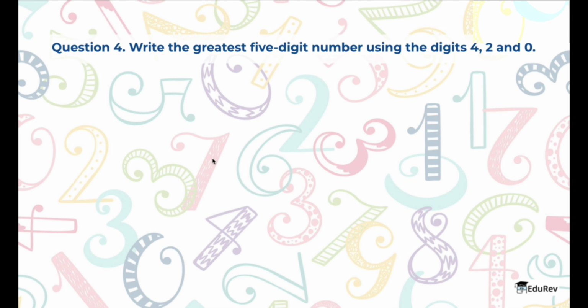Next question is, write the greatest 5-digit number using the digits 4, 2 and 0. So the greatest 5-digit number using these digits is going to be what? 44420. Correct? We actually have to write the greatest 5-digit number. And this is the greatest 5-digit number, that is 44,420. So let's move on to the next question.